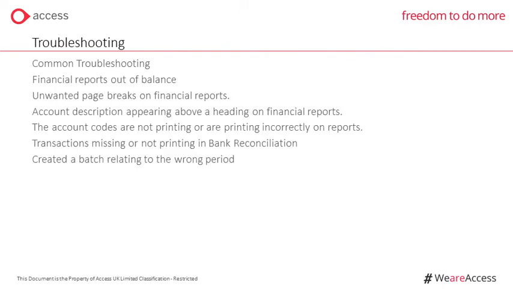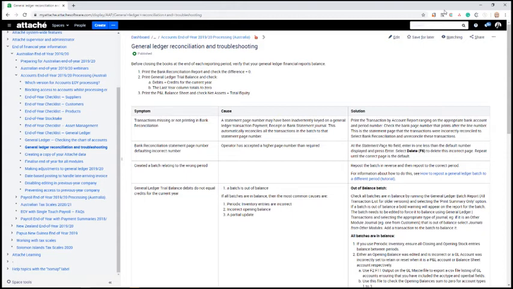These are the most common questions we get at the end of year: the financial reports out of balance, unwanted page breaks on financial reports, account descriptions appearing above a heading on financial reports, the account codes not printing or printing incorrectly on reports, transactions missing or not printing in bank reconciliations, and created batch relating to the wrong period. We have a page in our Help Centre with the problems, causes and solutions that you may want to reference.